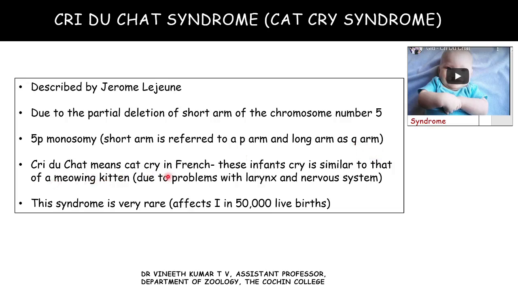So Cri du Chat means cat cry in French, and these infants' cry is similar to that of a kitten, and this is because of problems with the larynx and also the nervous system. This syndrome is very rare and affects 1 in 50,000 live births.